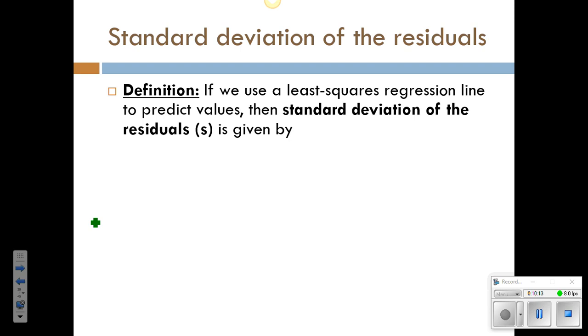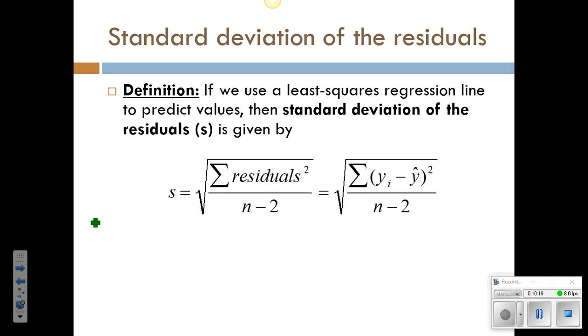All right. So if we use an LSRL, least squares regression line, to predict values, this formula here gives us how we can calculate the standard error of the residuals. I want you just to take a look at that. Now, you don't have to write that down. It's already printed for you.